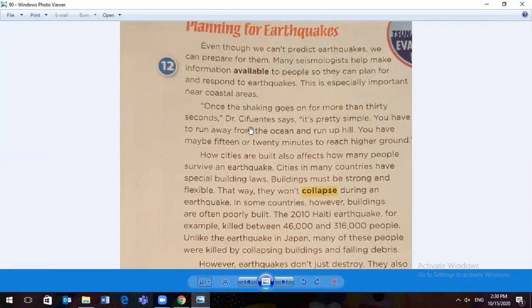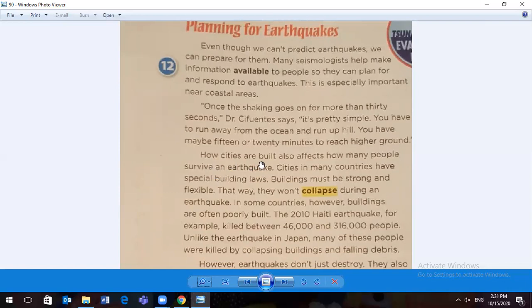Once the shaking goes on for more than 30 seconds, Dr. Cifuentes says it's pretty simple. You'll have to run away from the ocean and run uphill. Okay? You have maybe 15 or 20 minutes to reach higher ground. This is how we run away from the water during a tsunami. We run to reach higher ground, okay?